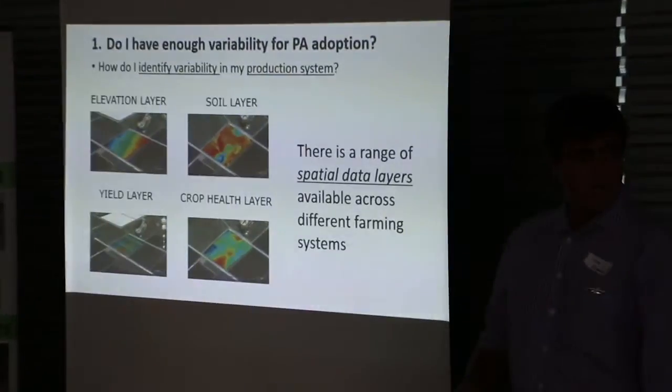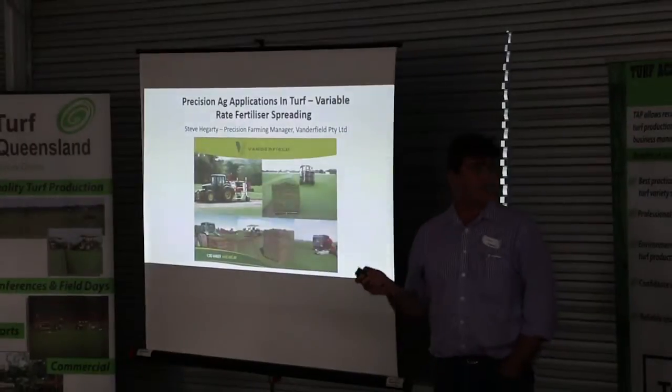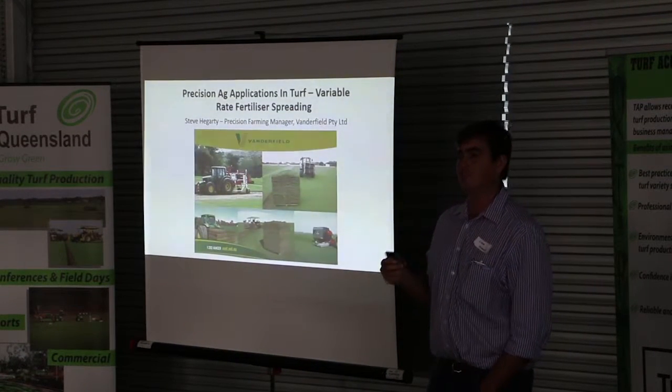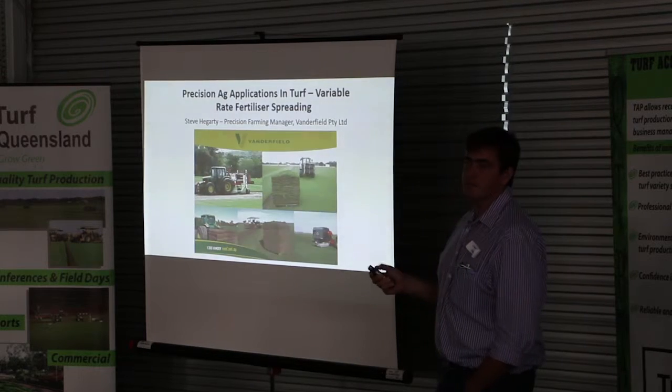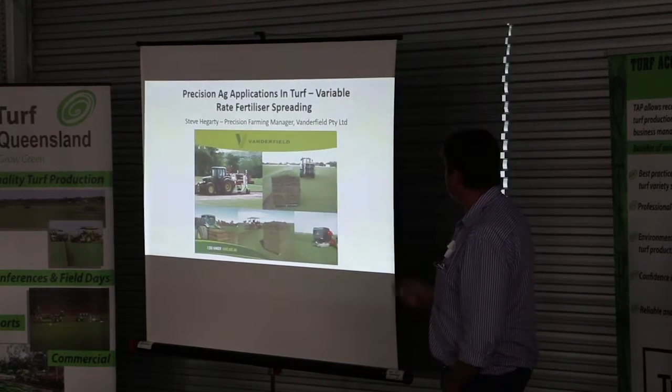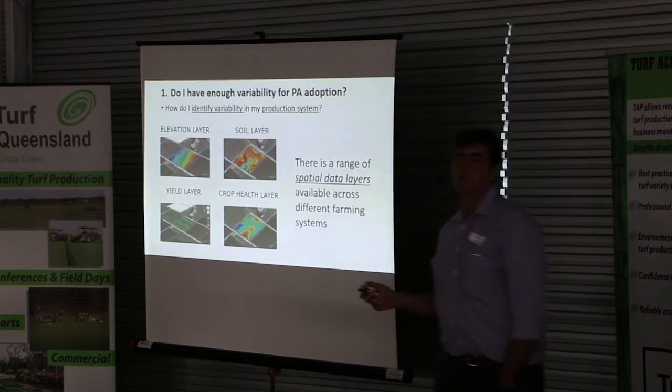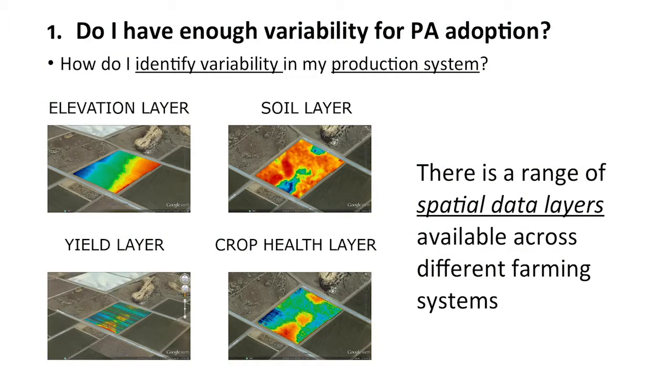So I was asked to talk about variable rate fertiliser spreading. I think that was the brief I was given. It's very hard to bring a spreader along and really show variable rate spreading without throwing a lot of material around. So instead I thought, what about the principles of how I would get to the point of variable rate spreading? And then at the end I've got a video of a spreader in action. So pull me up if you've got any questions.